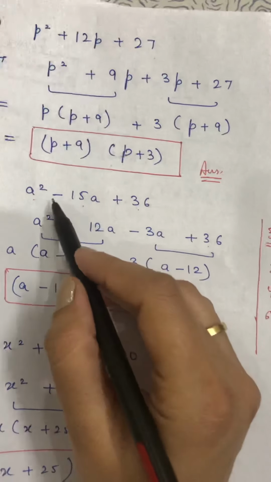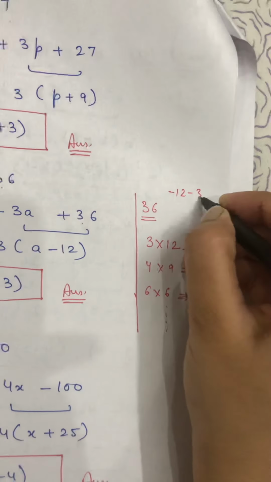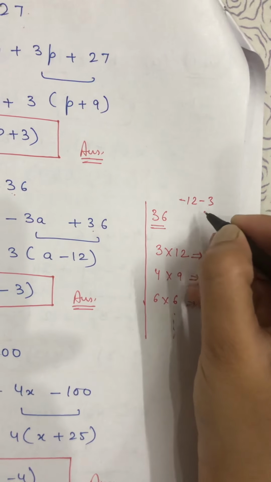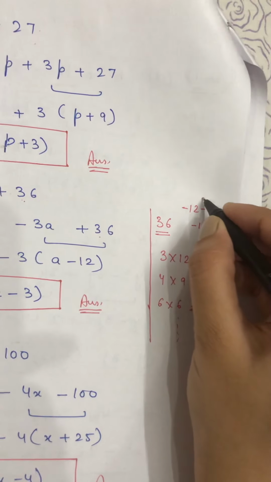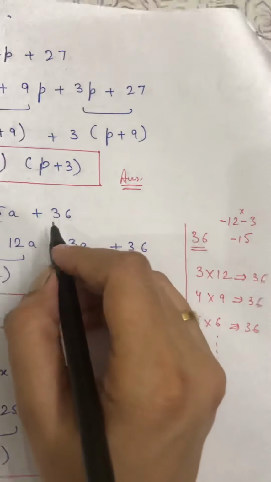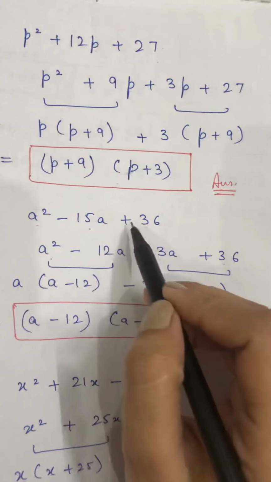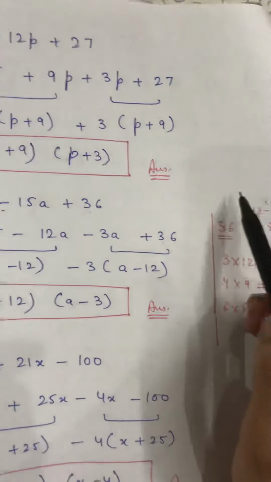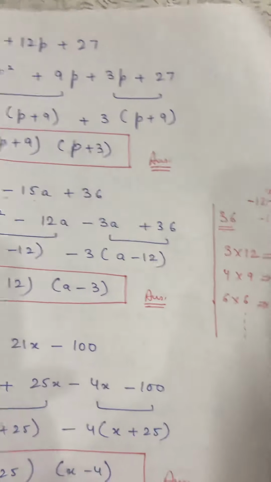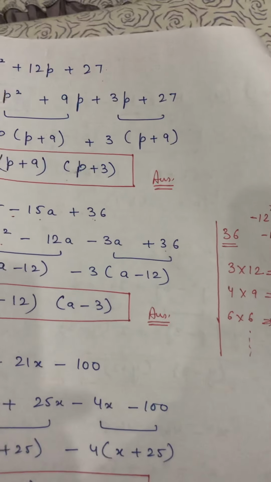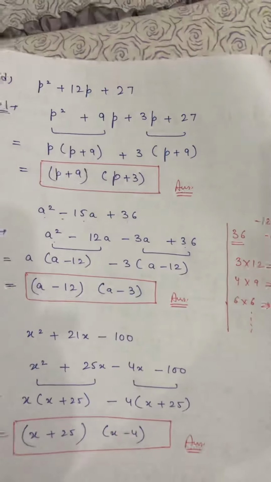But this term is minus, so I'll write minus 12 minus 3. Minus 12 minus 3 is equal to minus 15. And minus 12 multiplied by minus 3 is equal to plus 36. You just have to check this sign. If this is negative, then what kind of sign you have to put? If this is positive, then what kind of sign you have to put? Now my factors will be minus 12a minus 3a.